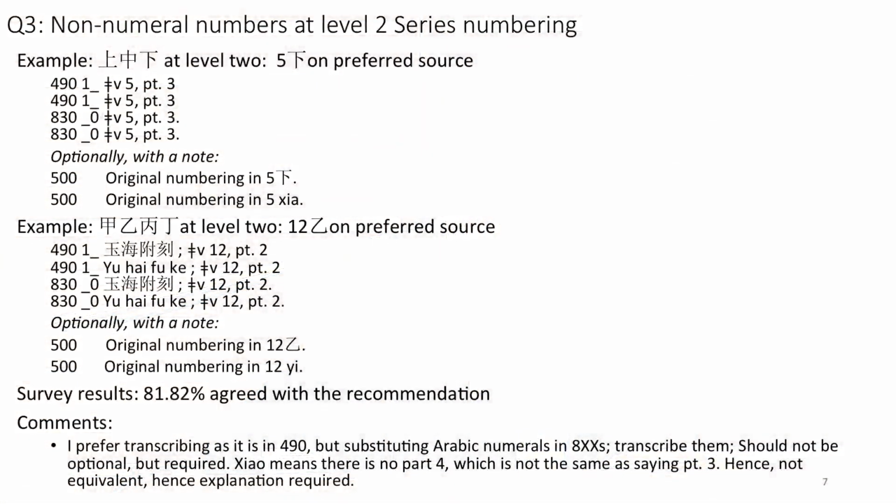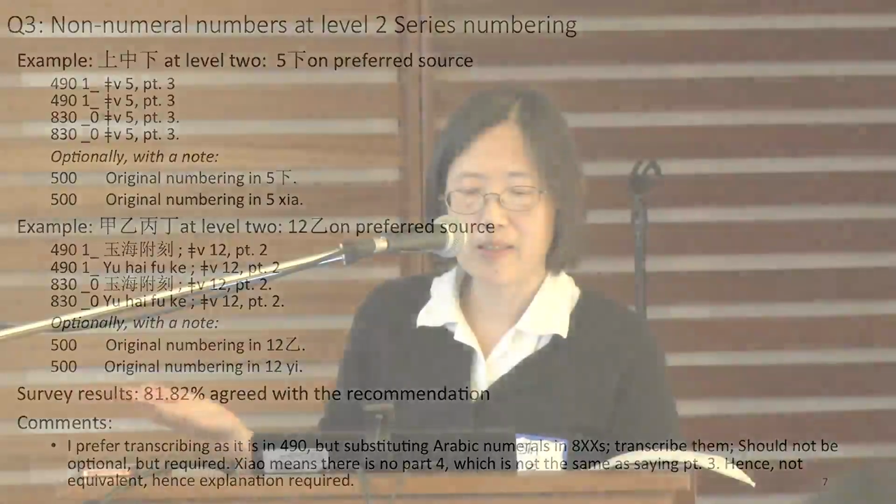And then we have non-numeral numbers at the level 2 series number. So they have a number at level 1, and then they go to level 2, they're using shang zhong xia, and then they're using jia yi bing ding. In this kind of situation, we try to do the same. We substitute with a number and optionally provide notes.